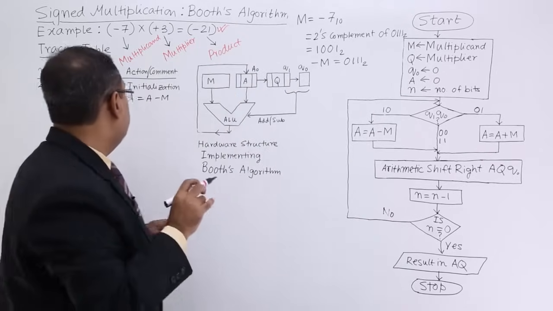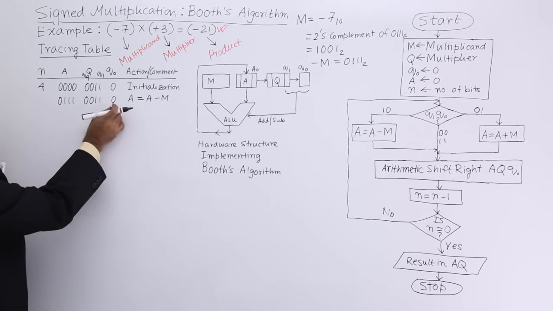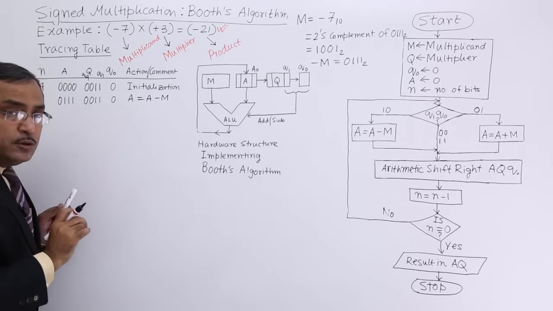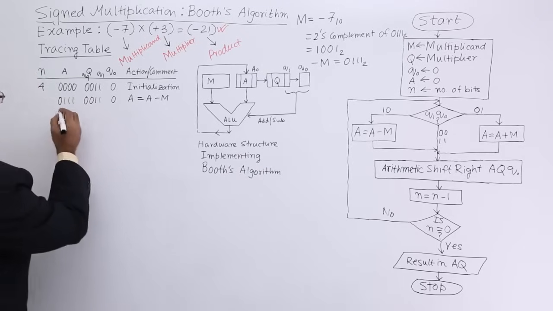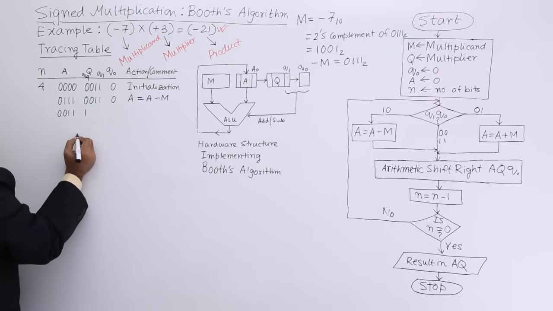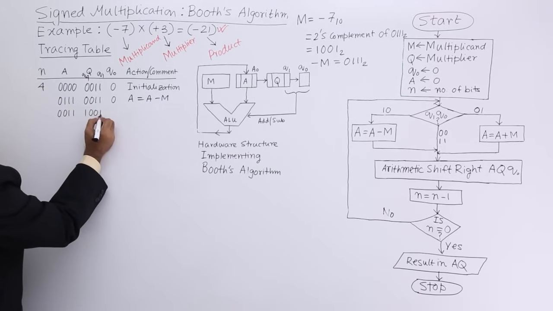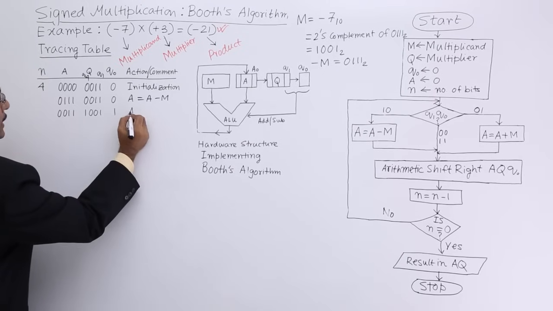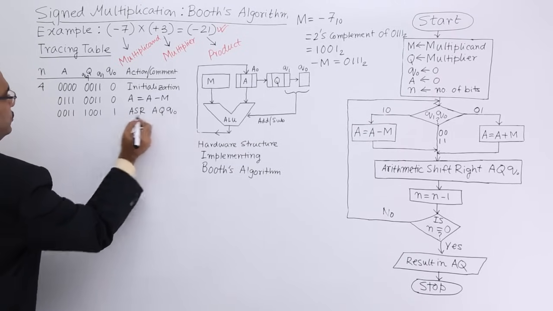Let me explain here. So AQQ0, 4 bits plus 4 bits plus 1 bit, 9 bits will be shifted, arithmetic shift right in this way. So the first bit 0 will be restored, and along with the first bit it will be shifted. 0 0 1 1, so 0 0 1 1. So arithmetic shift right A Q Q 0.